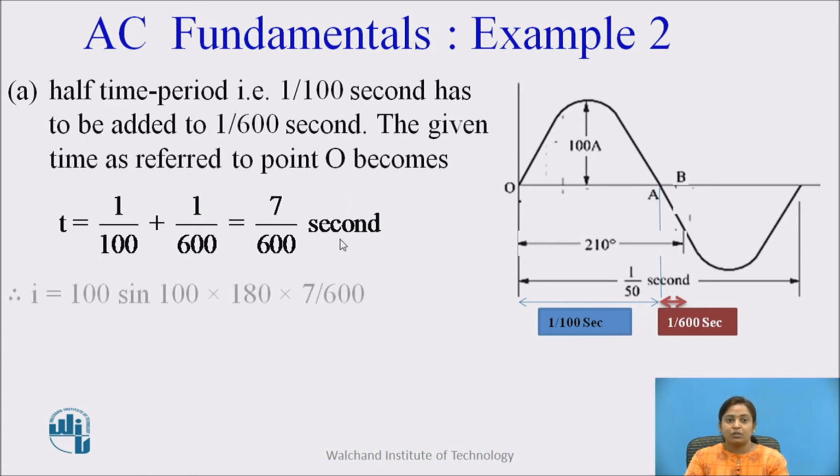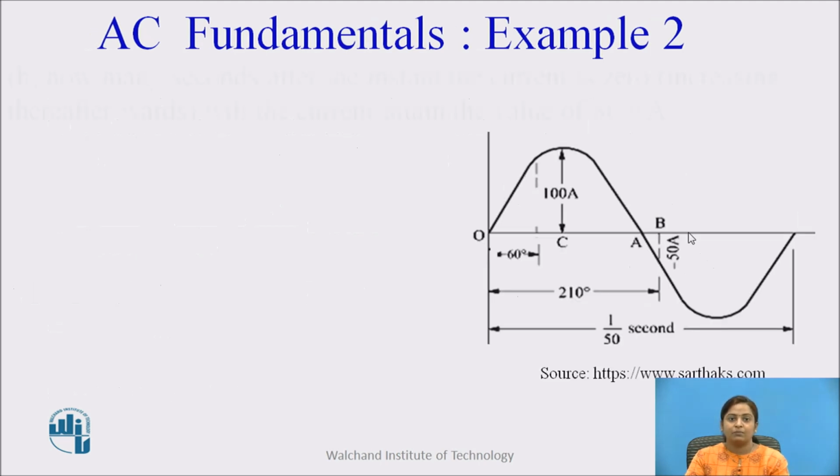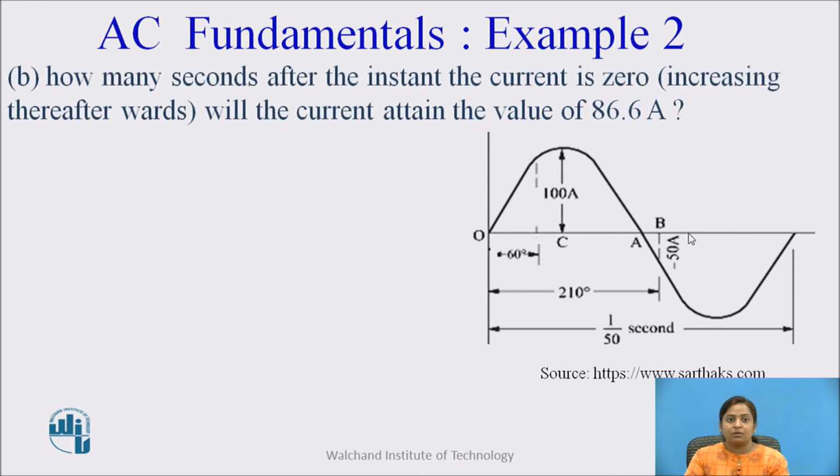Okay, so from point O to B, the time is 7 by 600. So we have to find the value of instantaneous current at this time. Putting this value in this equation, we will get 100 sin 210 degree. Okay, and substituting this value, we get the value of current as minus 50 ampere. So at this time, at this point, the value of current is minus 50 ampere. Okay. So go through the second part.